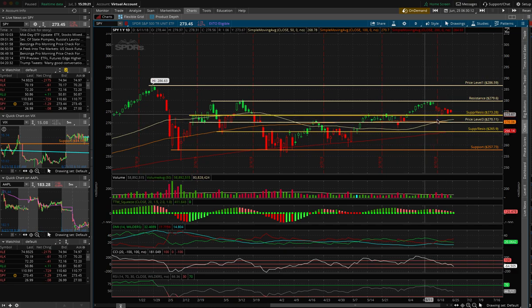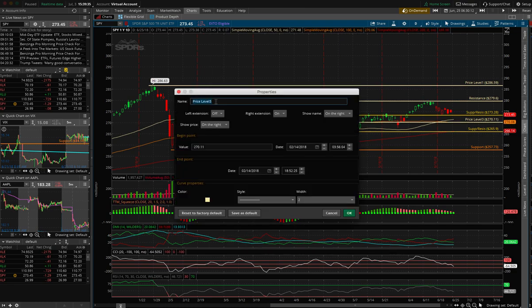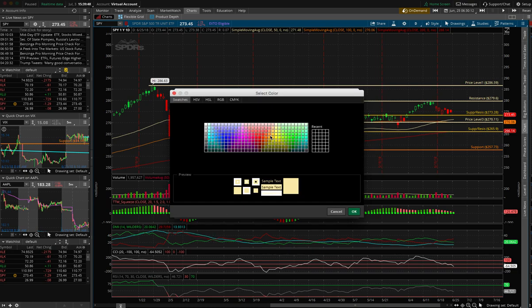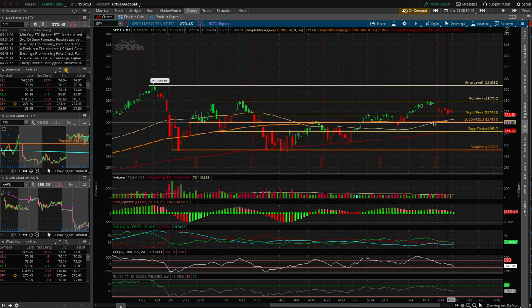Okay. So we know this one is better support than the 273.28. So we want to note that. So support times 2, as it's stronger support times 2 as it's stronger than our regular support. All right.